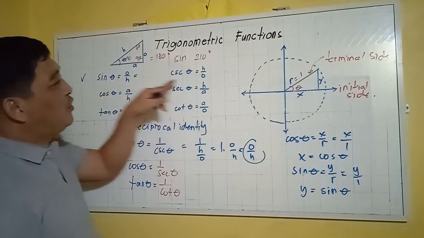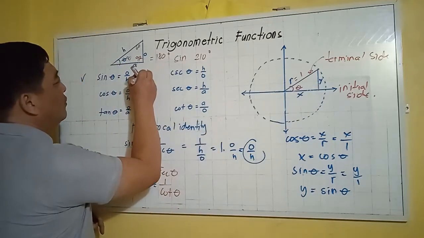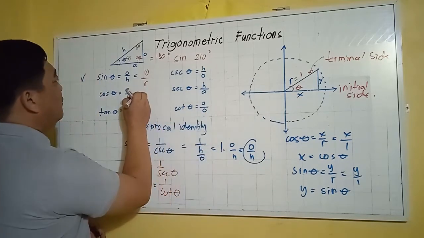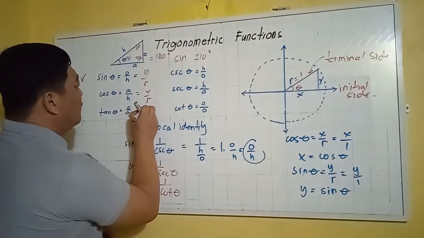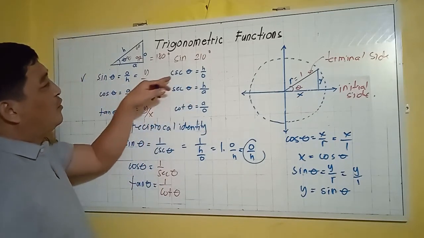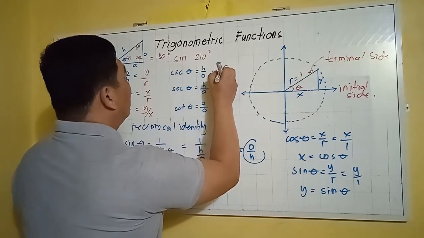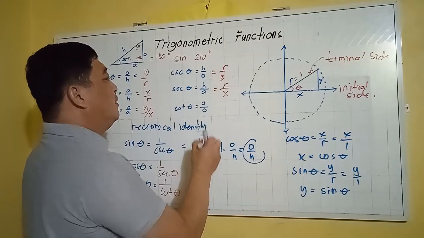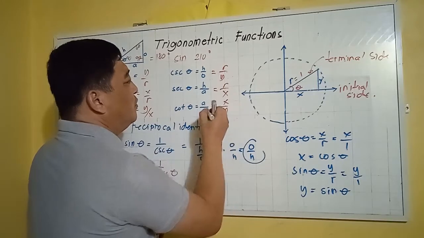Now, let's consider this sine. Sine theta is equal to opposite over hypotenuse, or y over r in the rectangular coordinate system. Ito naman cosine theta, that is x over r. Tangent theta, y over x. Now, since these are the reciprocals, yung cosecant theta, pwede na sabihin natin that cosecant theta is r over y, secant theta is r over x, and cotangent theta is x over y.